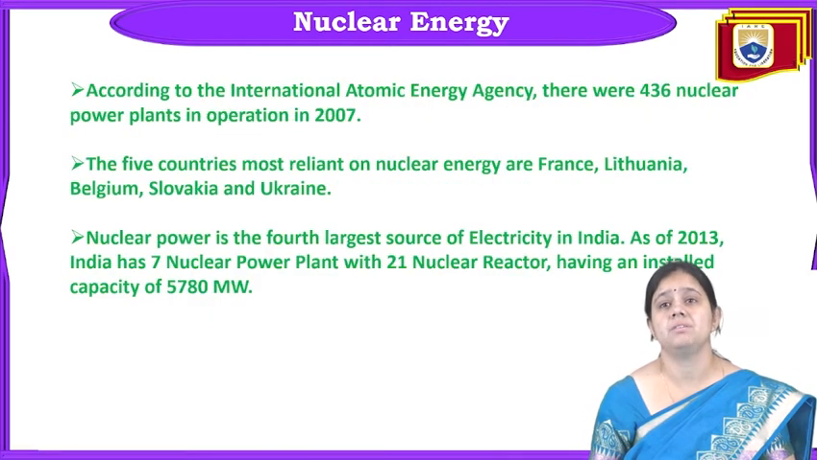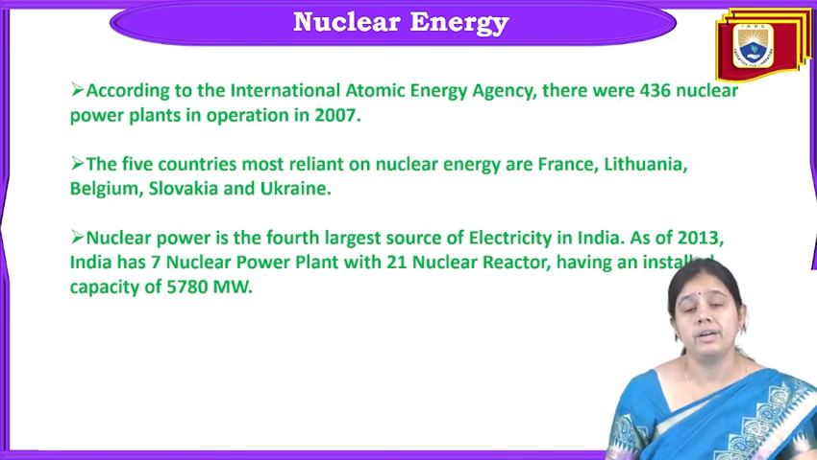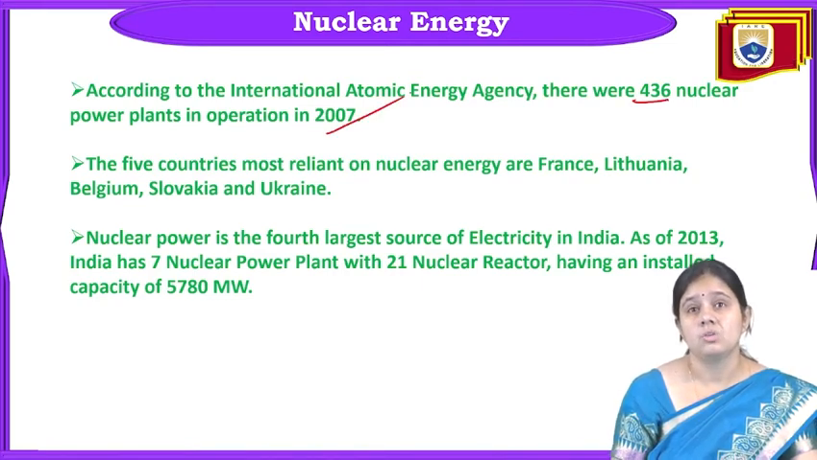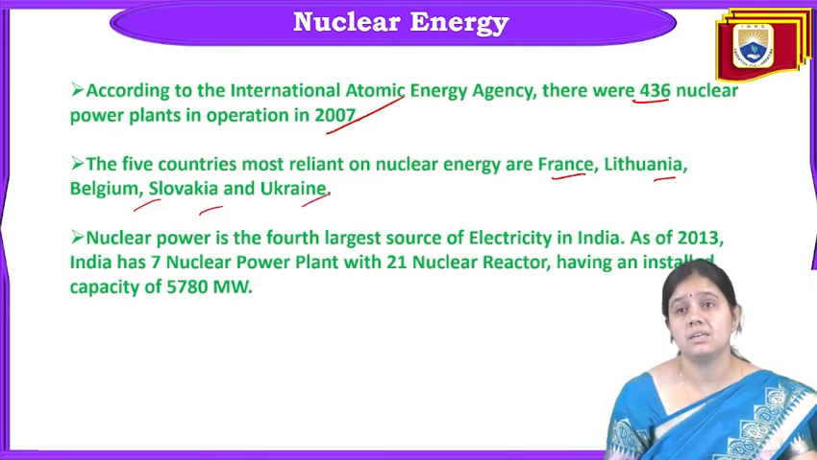Now let's come to the global perspective, and the perspective of India, toward nuclear energy. According to the International Atomic Energy Agency, there were 436 nuclear power plants in operation in the year 2007. The 5 countries most reliant on nuclear energy are France, Lithuania, Belgium, Slovakia, and Ukraine. These countries are very much reliant on nuclear energy, and they have developed their own reactors, their own nuclear power plants for the production of nuclear energy.